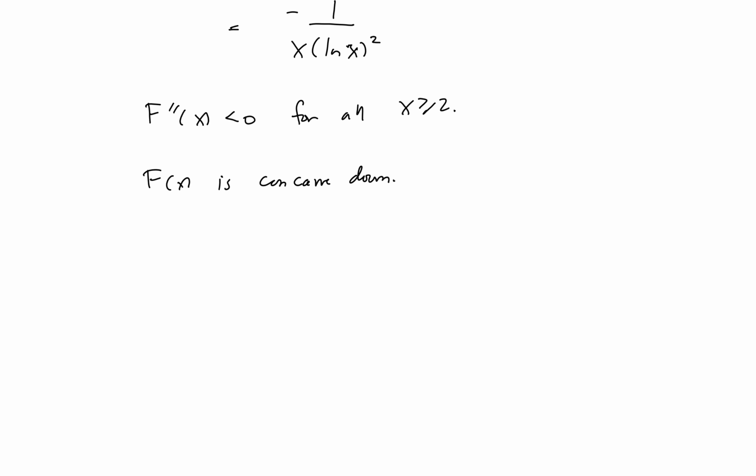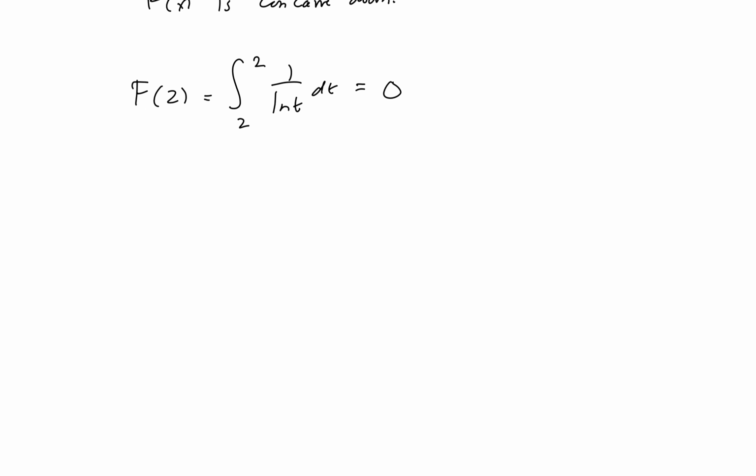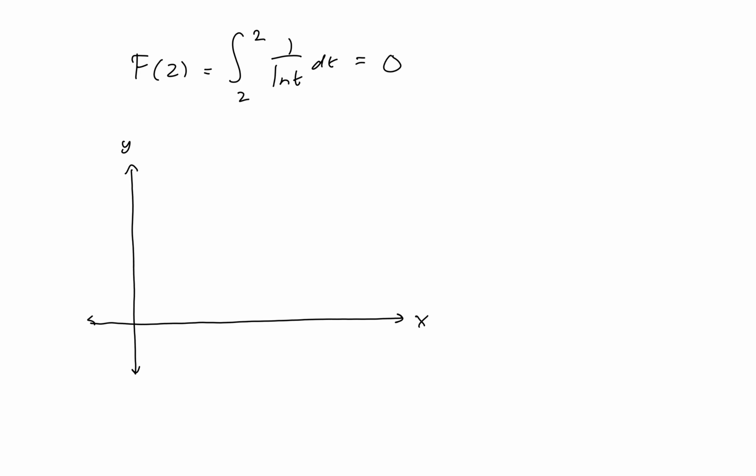And then one more thing we get is if we look at f of 2, well, this is the integral from 2 to 2 of 1 over natural log of t dt. Well, if we're thinking of this geometrically, we can see that this is just an interval of length 0, so this has no area, so this is 0. So I can now sketch a graph of what my f of x looks like. So I know that at x equals 2, I'm at 0, and then I'm increasing and concave down. So it's going to look something like this.